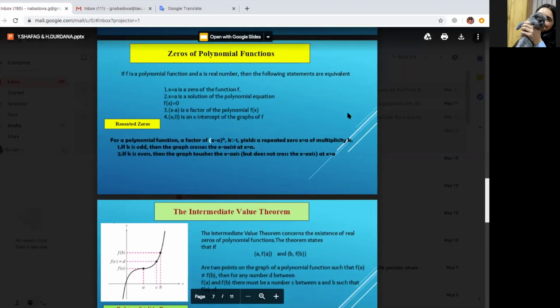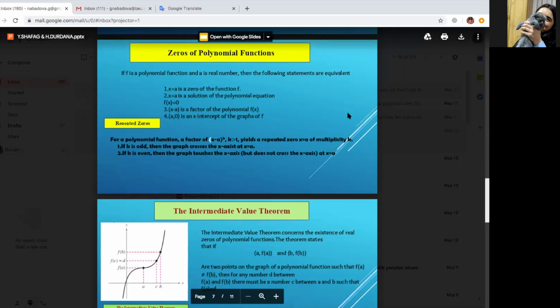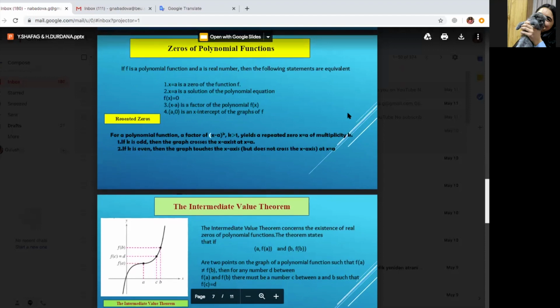Zeros of polynomial functions. If f is a polynomial function and a is a real number, then the following statements are equivalent. First, x = a is a zero of the function f. Second, x = a is a solution of the polynomial equation f(x) = 0. Third, x - a is a factor of the polynomial f(x). Fourth, (a, 0) is an x-intercept of the graph of f.